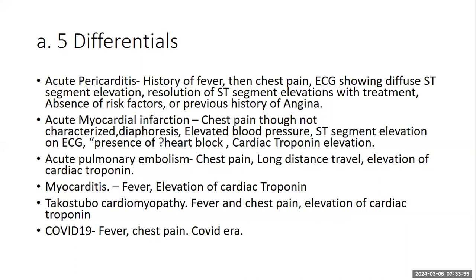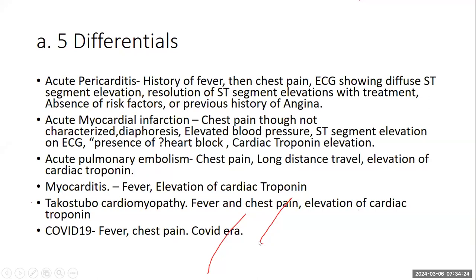And in terms of heart block, we know that an MI that affects the right side, especially the right coronary artery, which supplies the SA node, tends to present with heart block or conduction abnormalities, and also because of the troponin elevation. I also thought of acute pulmonary embolism because of the chest pain, because of the history of long distance travel, and also because of the elevated troponin.